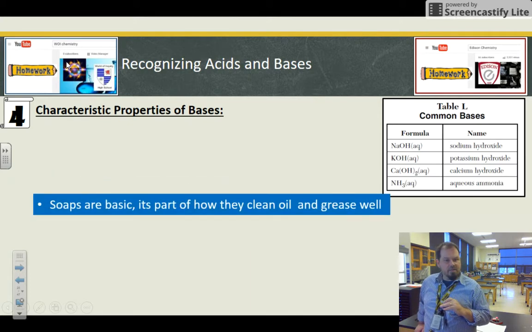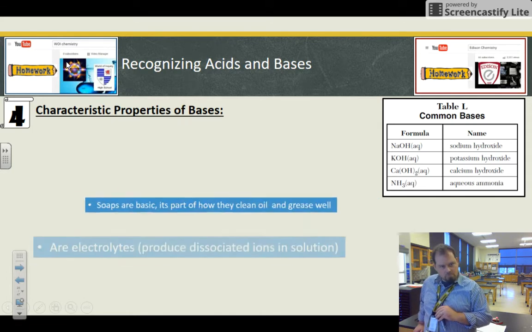Soaps are very basic. This is a part of how they clean oil and grease off so well. And we use lye to make soap. You use a very strong base and a fat to make a soap. And you'll learn about this reaction in organic. It's called saponification. There, I threw a little foreshadowing. Throw you a little bone.